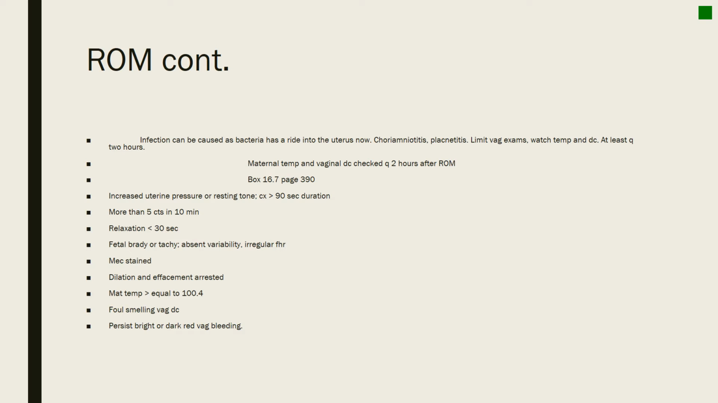Once membranes are ruptured, we have to worry about infection because bacteria can ride right up into the uterus now. Chorioamnionitis, placentitis. We want to limit vaginal exams, watch the temperature and discharge, and this is done at least every 2 hours. Box 16.7 on page 390 has signs of potential complications. They're listed here for you. I'm not going to read them to you, but you probably need to know those.